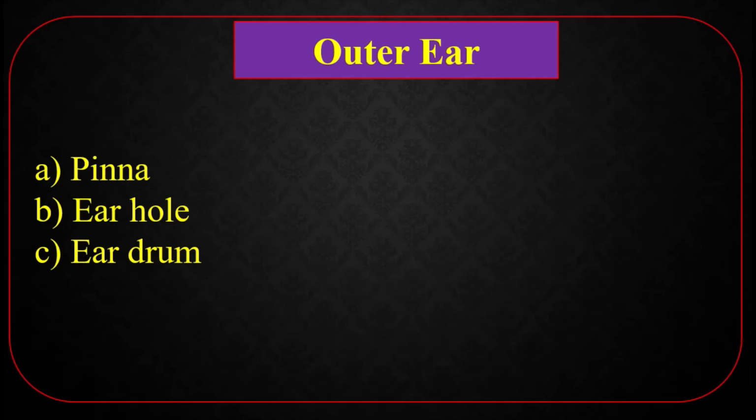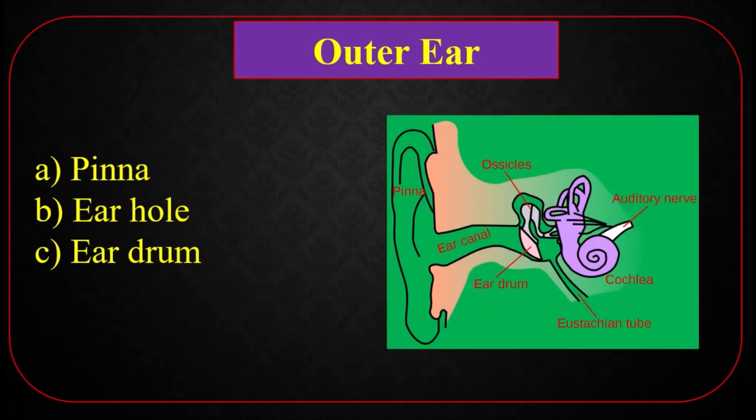Number 2, ear hole. Pinna is connected to a tube called ear hole, and finally eardrum. The ear hole ends with the eardrum. This is the last part of the external ear. Follow the picture. This flap-like structure which is formed by cartilage and skin is called pinna. This canal is called ear canal or ear hole, and finally this membrane is called eardrum.